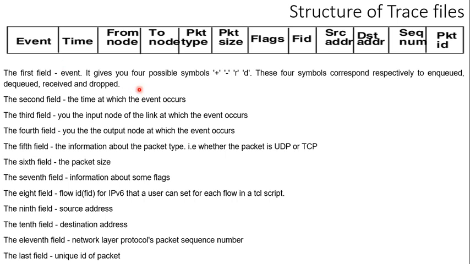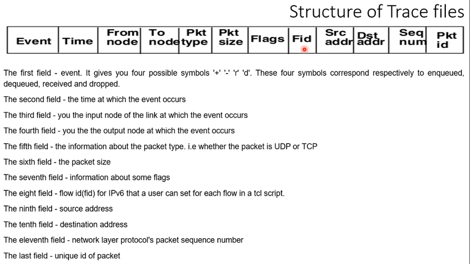That's the event. Coming to the time, as the name itself specifies, it is when exactly that event occurs. It can be any of these four events, and when that event occurs, that is the time. Then there is the node you are receiving from and the node you are sending to, so a source node and a destination node. Then the type of packet, whether it is a TCP packet or a UDP packet. Then the actual size of the packet, a few flags which we are going to see, and the flow ID.